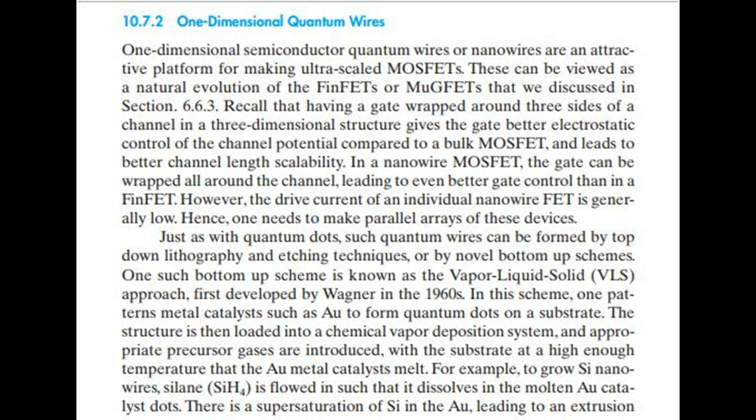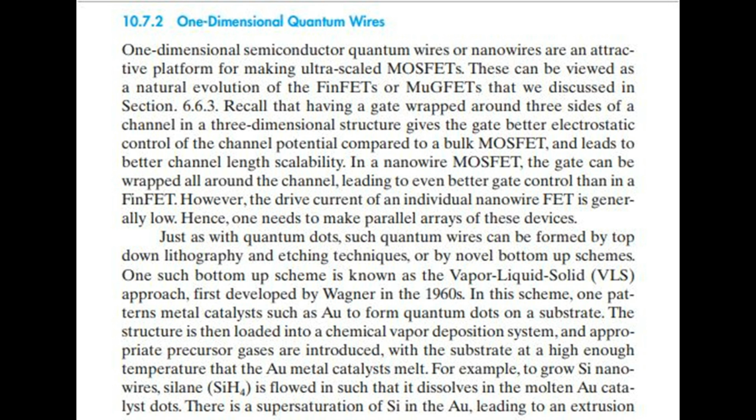In a nanowire MOSFET, the gate can be wrapped all around the channel, leading to even better gate control than in a FinFET. However, the drive current of an individual nanowire FET is generally low. Hence, one needs to make parallel arrays of these devices. Just as with quantum dots, such quantum wires can be formed by top-down lithography and etching techniques, or by novel bottom-up schemes. One such bottom-up scheme is known as the vapor-liquid-solid (VLS) approach, first developed by Wagner in the 1960s.